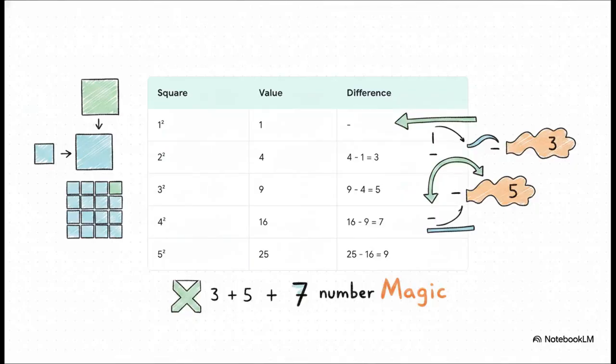We have our squares on the left and their values in the middle, but I want you to slowly guide your eyes over to the difference column on the right. If we take 2 consecutive squares, meaning one right after the other, and subtract them, what happens?